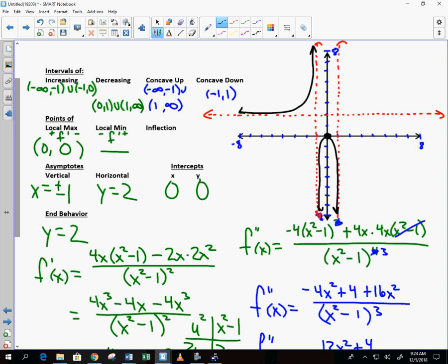The last one, from 1 to infinity, it is decreasing. So is it going to be in the top or the bottom? Which is it? It's in the top. It's decreasing. If it was going like this, that would be increasing. Going like this is decreasing. And you can see that that is concave up.